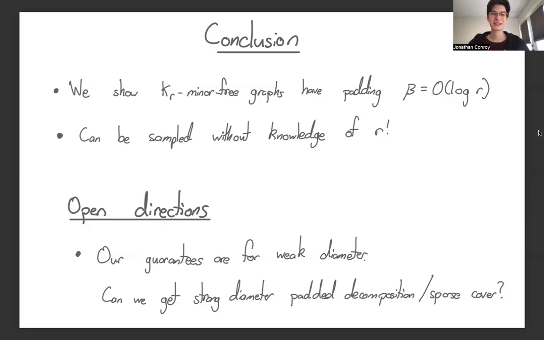So there's one very natural open question, which is that our guarantees so far for padded decomposition and sparse cover are all for weak diameter. This means that the diameter of every cluster is bounded by delta when we measure distances with respect to the original graph, the underlying graph G. But you can also ask what happens if we measure distances in a cluster C with respect to the subgraph induced by C. Can we get some strong diameter guarantee? And it's open whether we can get this strong diameter guarantee for padded decomposition or sparse cover with the optimal parameters.